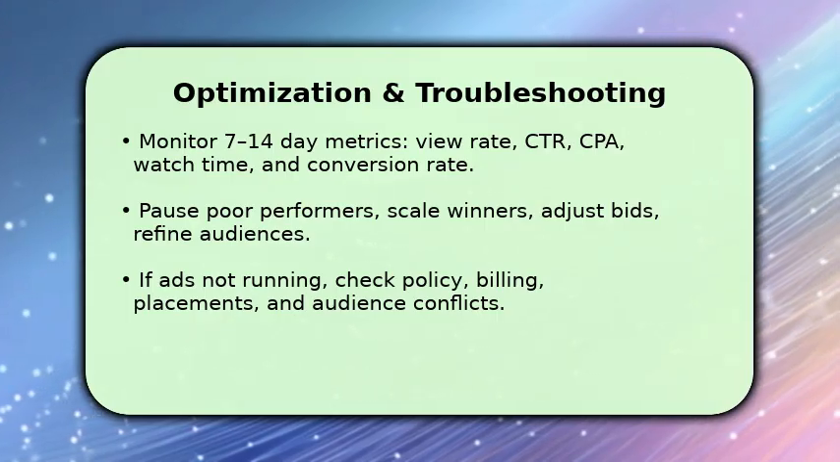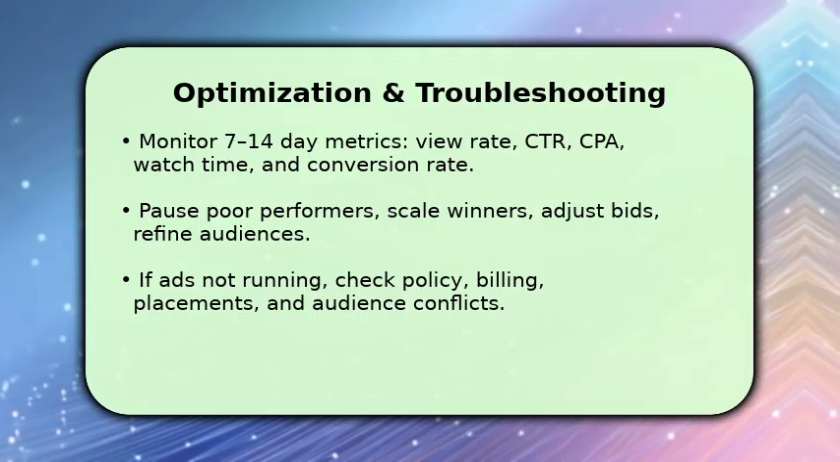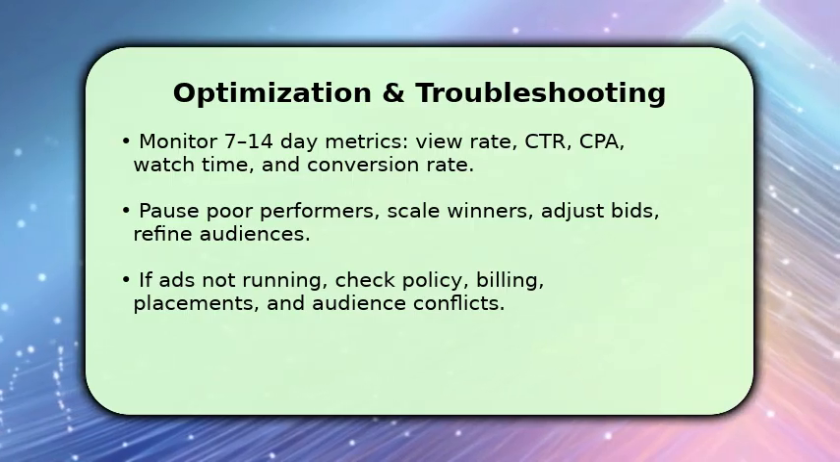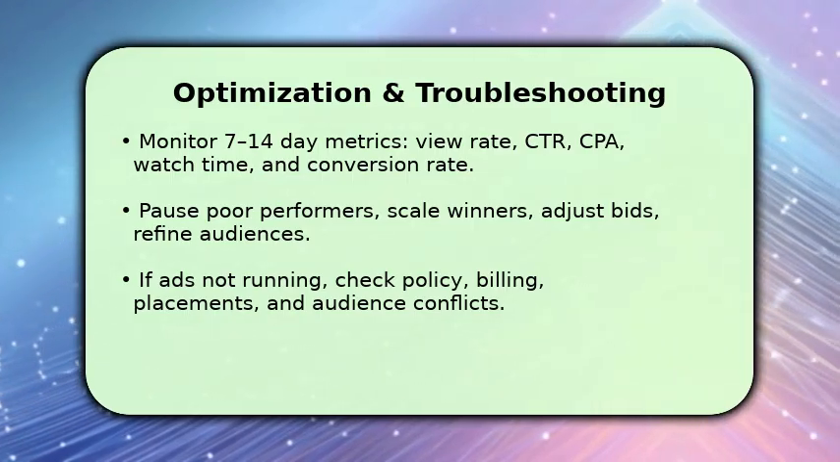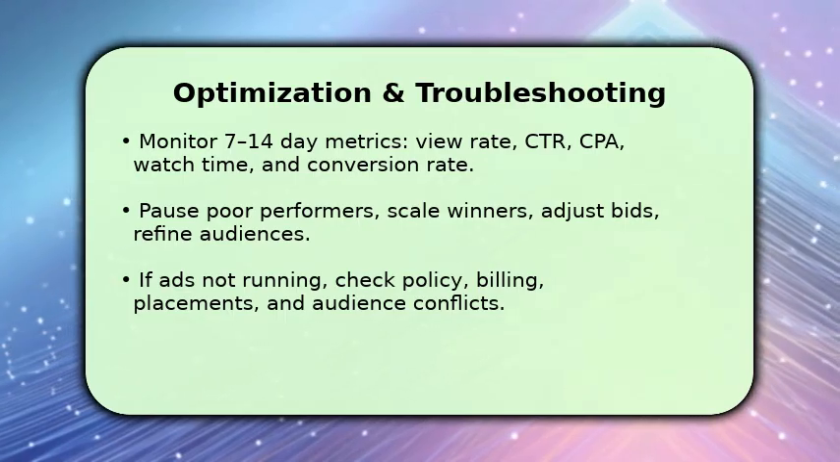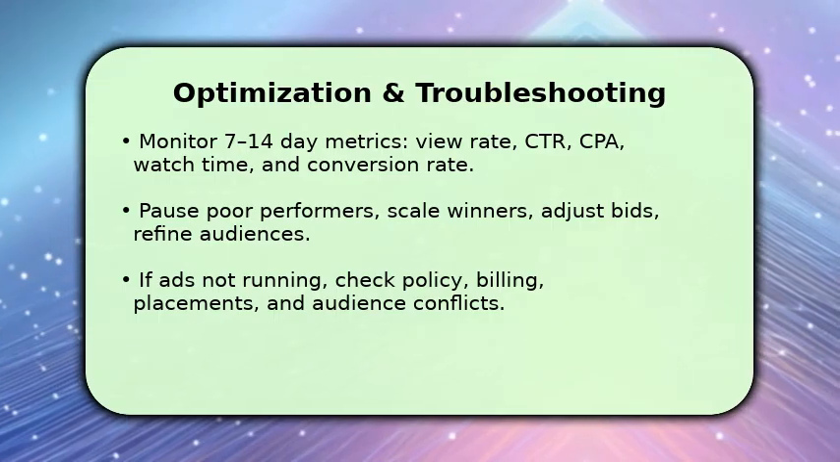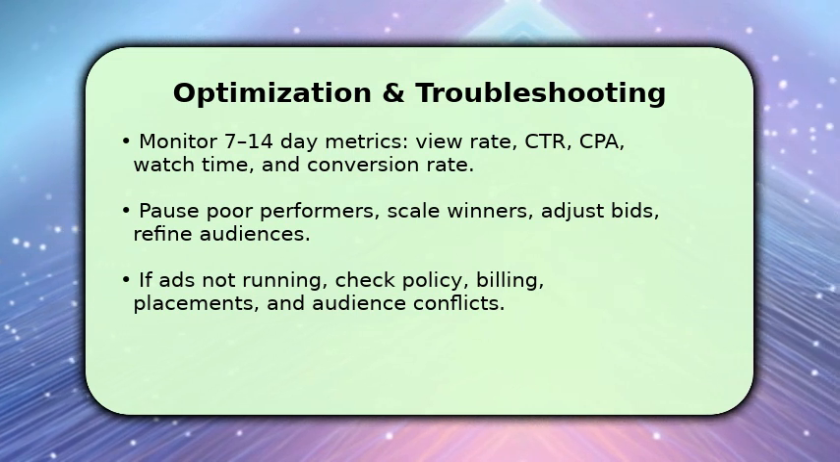Once you identify winners, scale budget and expand similar audiences, pause creatives or targets that underperform. Make incremental bid adjustments and refresh creatives every 2-4 weeks to avoid fatigue. If an ad stops serving, immediately check policy disapprovals, billing status, placement exclusions, and audience overlap conflicts. Resolving those usually restarts delivery and restores performance.